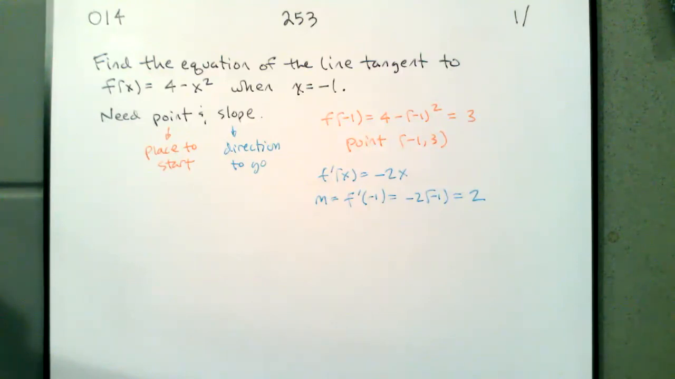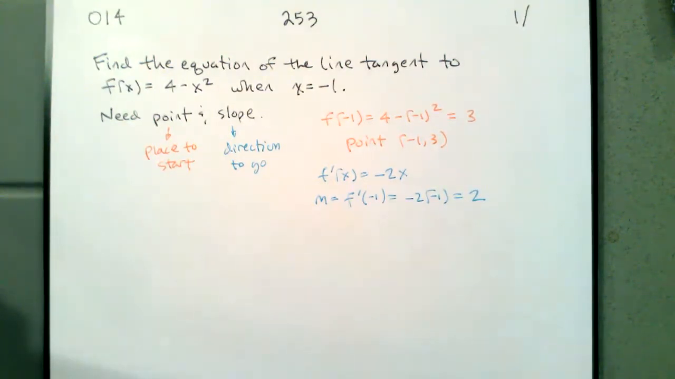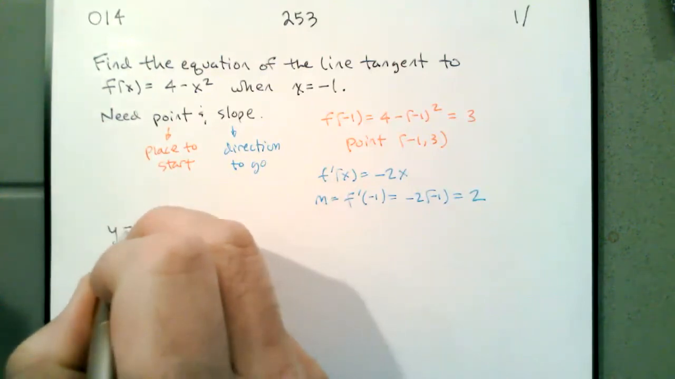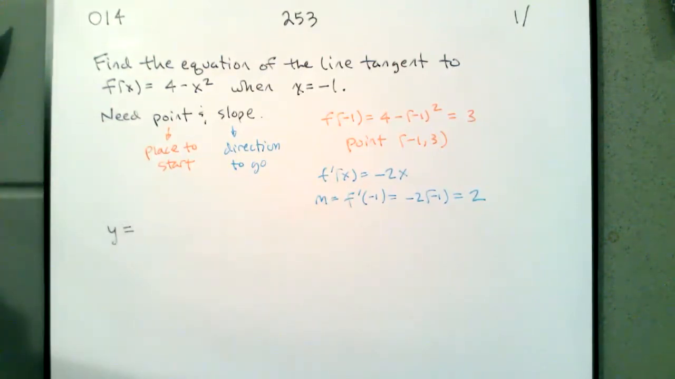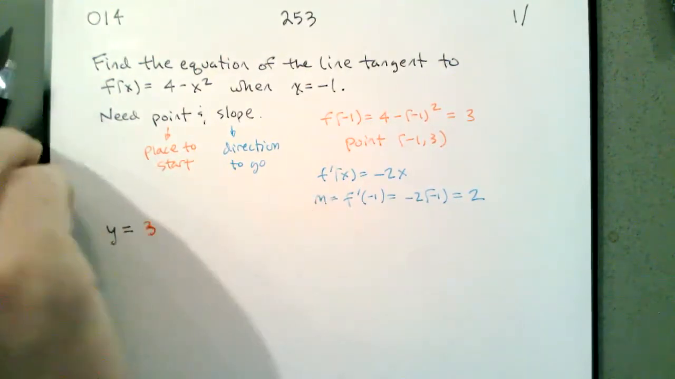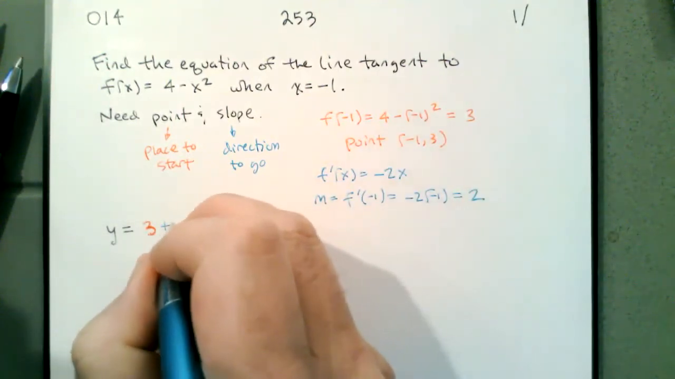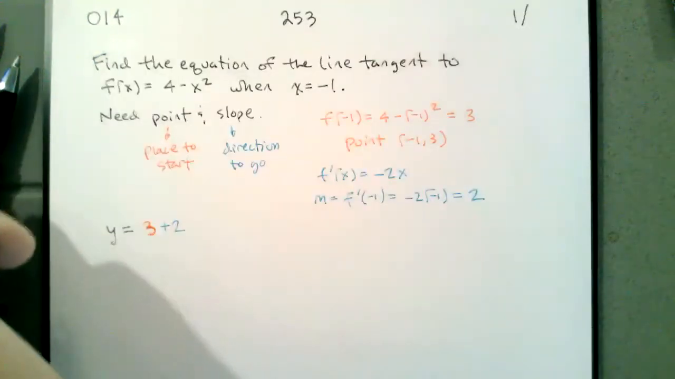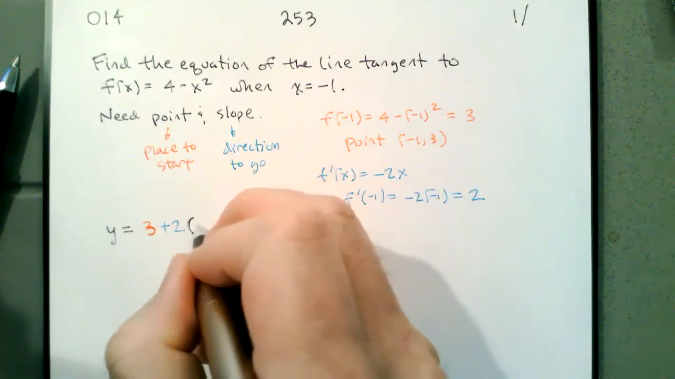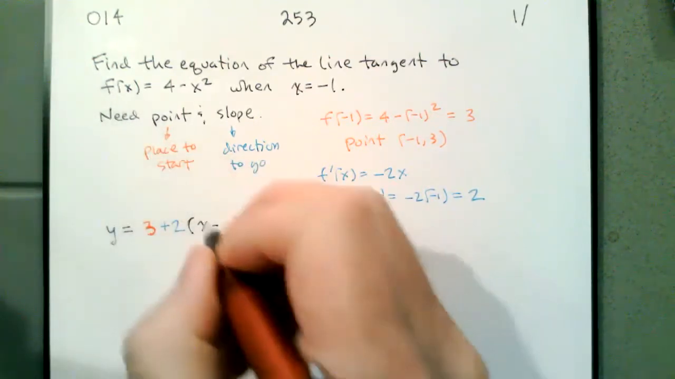So here, now we can write the equation of the line. So our equation, I'm just going to call it y, is going to start off at the point 3. And we're going to go in the direction of +2 whenever x is different than -1. So I'm going to write x minus -1.